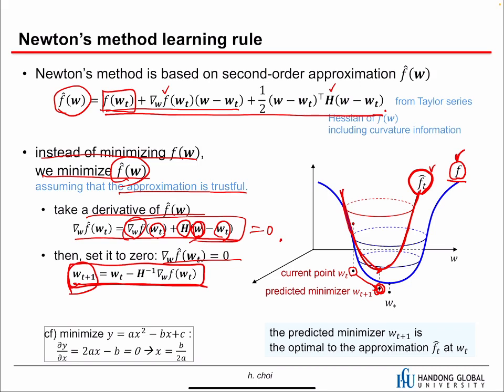You can think of this simple quadratic equation. When we minimize this quadratic equation, we just take a derivative, which is 2ax minus b, and then we set it to 0. That's how we get this solution: x is b over 2 times a. Here 1 over a is the inverse of a. So this is exactly the same as the other one. This one is one-dimensional, but the other one is in high dimension.